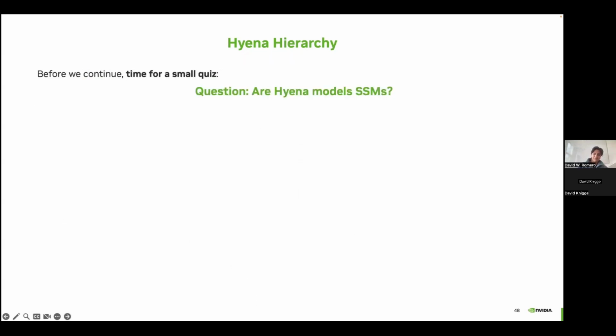All right. Before we continue, question: are Hyenas SSMs? No. No? Okay. Why? Because they are convolutional. Yeah, but SSMs are also convolutional.